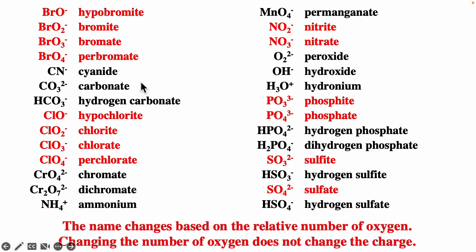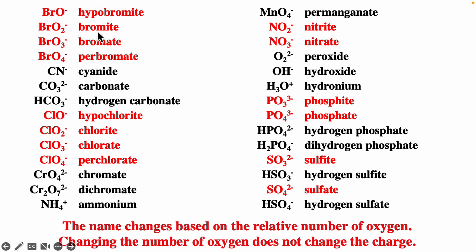And so the names are based on the relative number of oxygen. And so it always goes hypo-ite, ite, ate, and then per-ate. And so per-ate has the most number of oxygen, then ate, then ite, then hypo-ite.